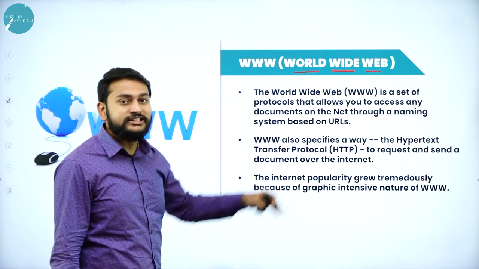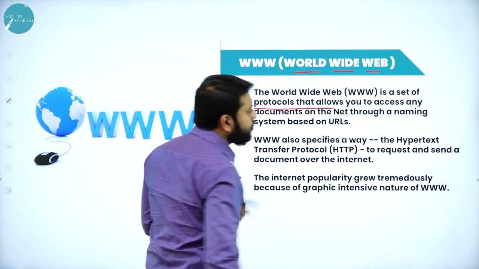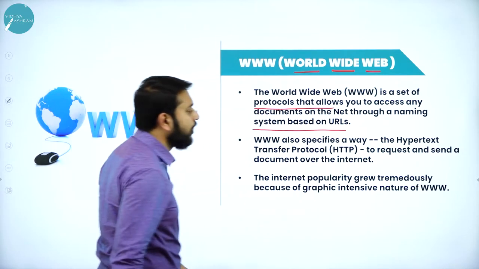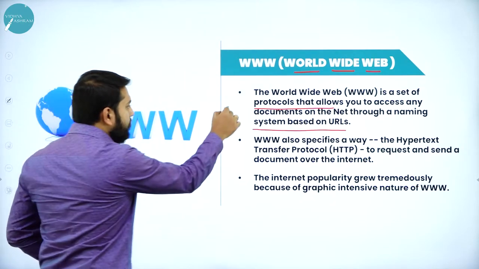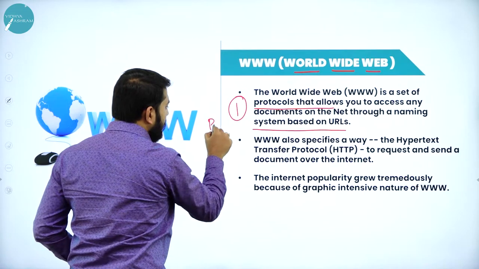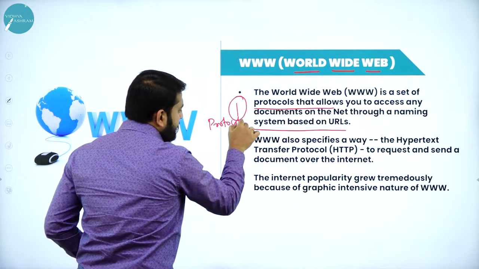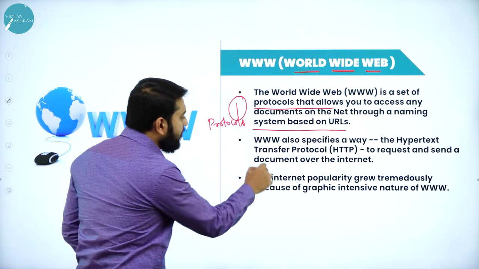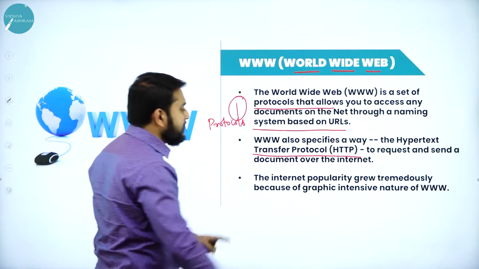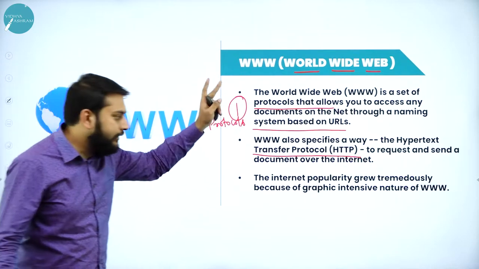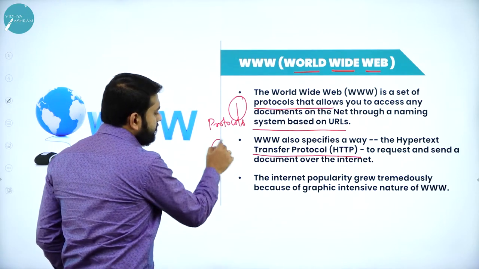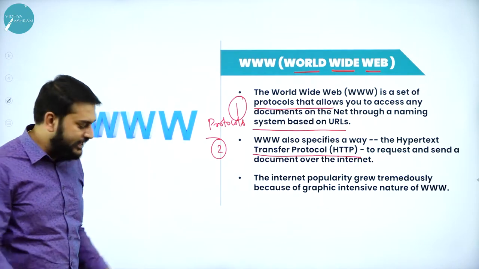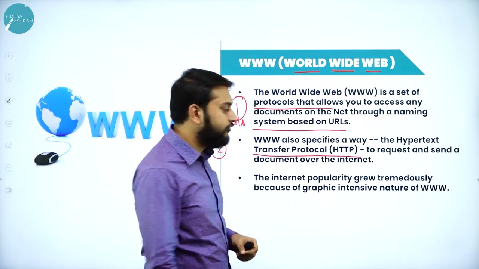The World Wide Web is a set of protocols that allows you to access any documents on the internet through the name based on URL. Point number one, protocols. Point number two, it specifies a way of hypertext transfer protocol to request and send the documents over the internet. Point number three, the internet's popularity grows tremendously because of the graphics intense nature of WWW.